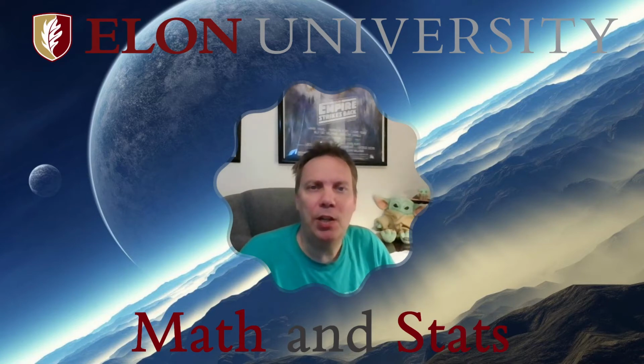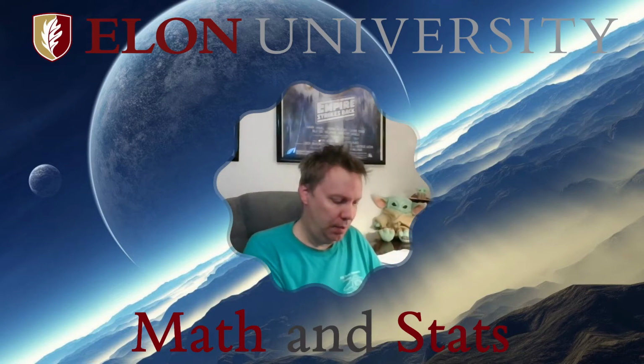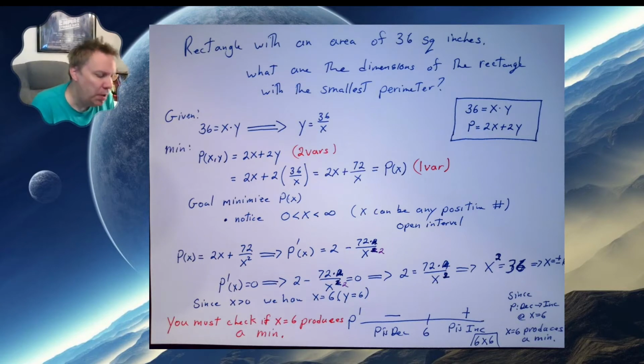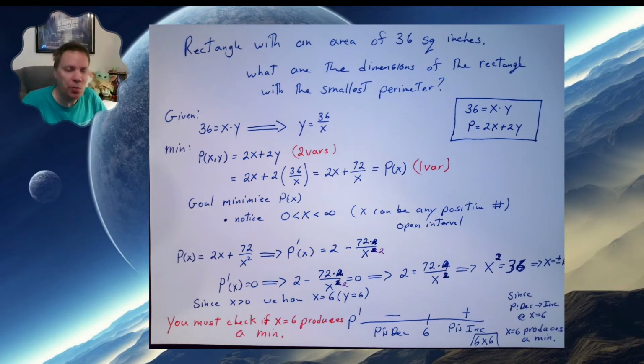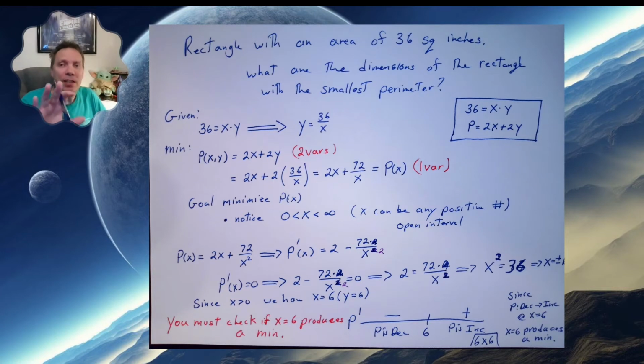This is a second video on optimization, and we're going to deal with a rectangle, but in a slightly different way. So in this particular problem, I want to give you a rectangle with a fixed area. In other words, this area is always going to be 36 square inches. The question that I have for you now is, what are the dimensions of the rectangle with the smallest perimeter given that the area is 36?